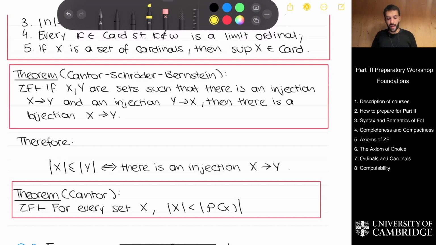Okay? And what does that imply? Well, consequently, it follows that the cardinality of a set x is less than or equal in the ordinal order to the cardinality of a set y if and only if there's an injection from x to y.